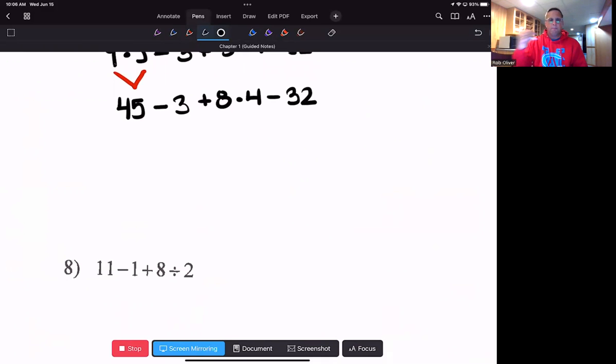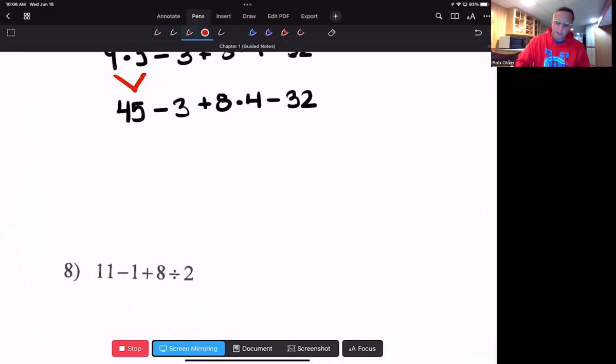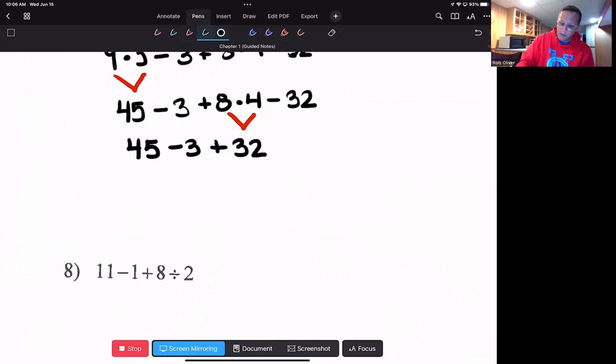Okay. And then we're going to take care of the multiplication again. Multiplication, 8 times 4 is 32. And so I'm just going to drop everything else down. Nothing else changes. That's all I'm working on, just one thing at a time. So we're going to do 45 minus 3 plus, and then 8 times 4 is 32 minus 32.